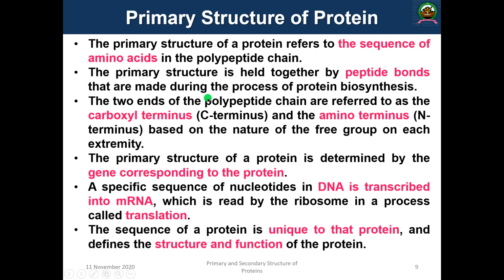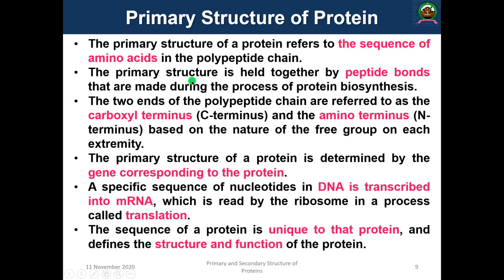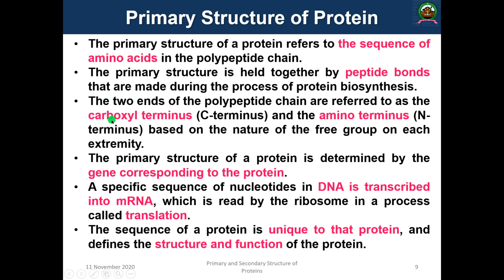First, the primary structure of protein. The primary structure refers to the sequence of amino acids, as I have shown here, which are connected by peptide linkage. The primary structure is held together by peptide bonds that are made during the process of protein synthesis. How is it produced? As I said, the polypeptide chain has two ends: one terminal is the amino terminal and the other is the carboxy terminal. The carboxy terminus of one amino acid interacts with the amino terminus of the other amino acid.